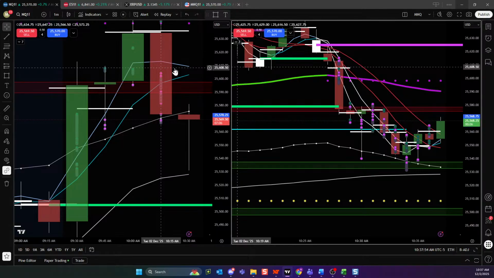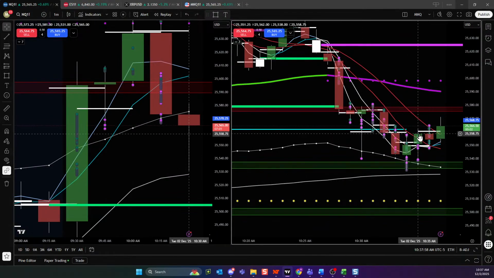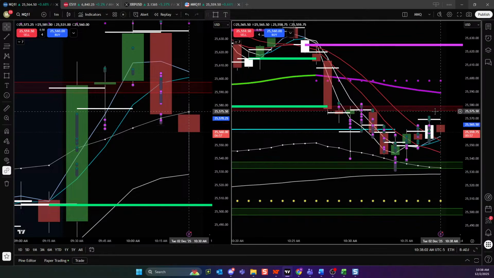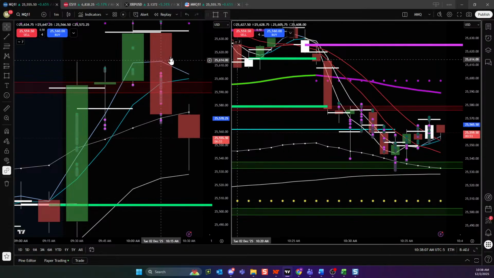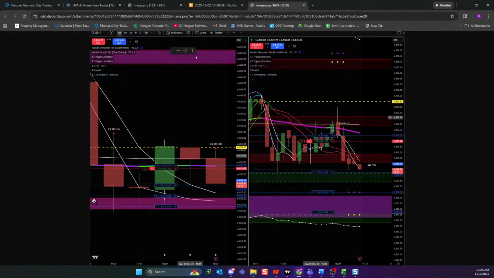Triggers are up. Pull back to the zone. There's your close above triggers at 58. Room to trouble. Not much. We'll see where it ends up going. All right, Phil, let's see what you did.